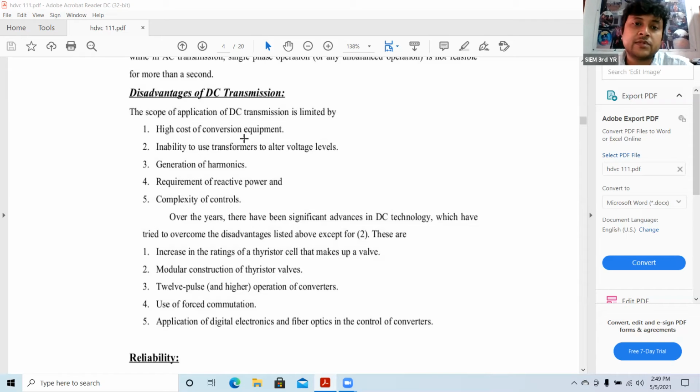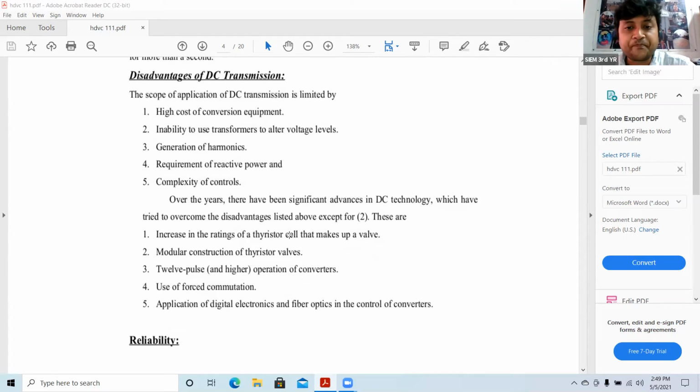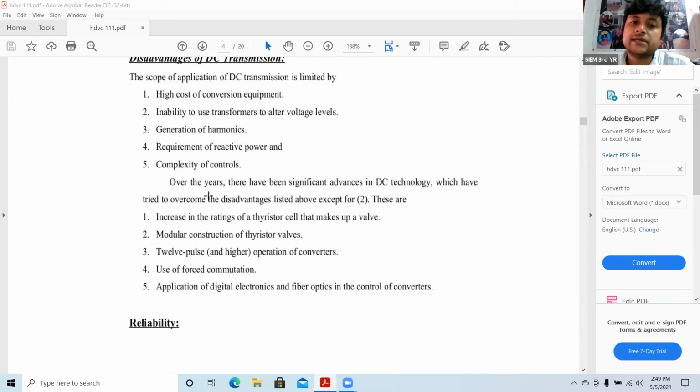The disadvantages are: high cost of conversion equipment, inability to use transformers at altered voltage levels, generation of harmonics, requirement of reactive power, and complexity of control. Over the years, there have been significant advances in DC technology, which have tried to overcome the disadvantages listed above, except for the second one.